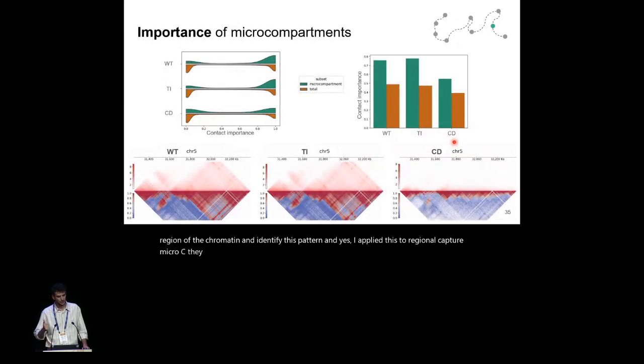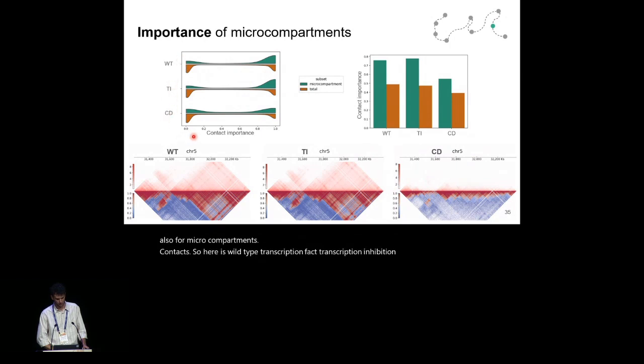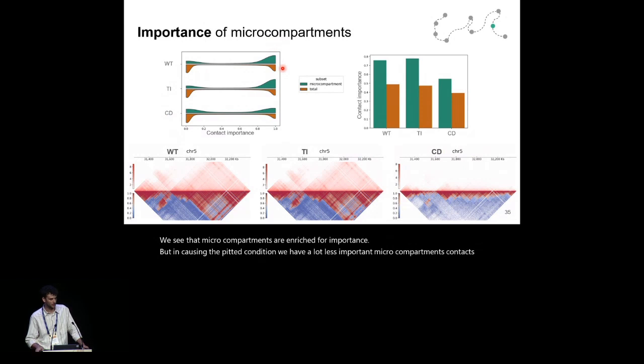They state in the article that there is no difference between wild-type, transcription inhibition and cohesin depletion. Actually, we find some shift in contact importance in cohesin depletion also for microcompartment contacts. So here is wild-type, transcription inhibition and cohesin depletion. Here we have contact importance. We see that microcompartments are enriched for importance, but in the cohesin-depleted condition, we have a lot fewer important microcompartment contacts. But we didn't try with promoter, enhancer and CTCF right now, because we lack the ground truth. There isn't a clear way to identify which promoter-enhancer is a real contact right now.